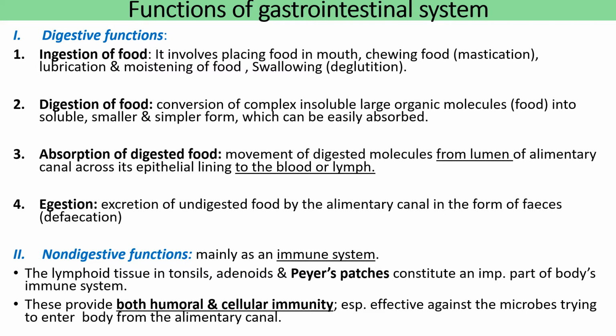These Peyer's patches, tonsils, this group of lymphoid tissues, basically provide both kinds of immunity, that is humoral as well as cellular immunity. So it is very effective against the microbes which are trying to enter our body via the alimentary canal.